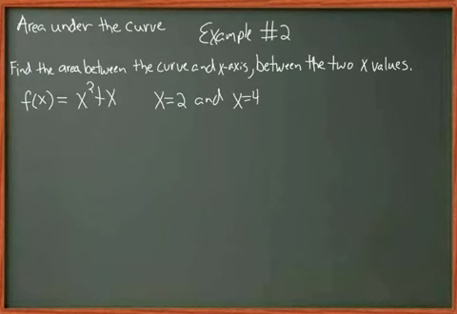Example number 2. We still need to find the area under the curve and between the x-axis and the curve, right? So the x values are 2 and 4 this time. So we have f of x is equal to x squared plus x. And so we need to write it, again, in integral notation with the limits on there.